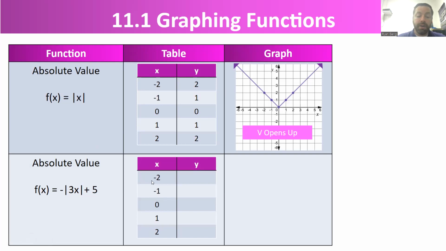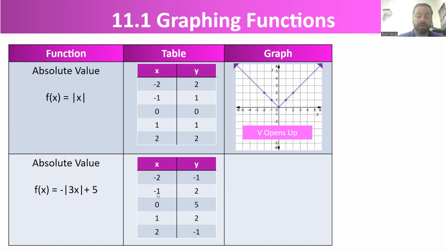Now this is a little bit trickier. If I put -2 in for x, I want to multiply first. 3 times -2 is -6. Then you have the absolute value bars. The absolute value of -6 is +6. But then you have this negative out front. That's like a -1. So -1 times +6 is -6. -6 plus 5 to finish up is -1.